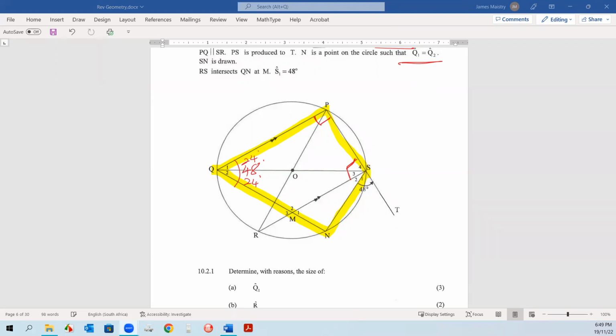Sorry, sir, how did you get angle Q to equal 48? Good question, young man. Exterior angle of a cyclic quad, you saw this 48? The outside angle of the cyclic quad is equal to the interior opposite angle. That makes sense. Yes, sir.